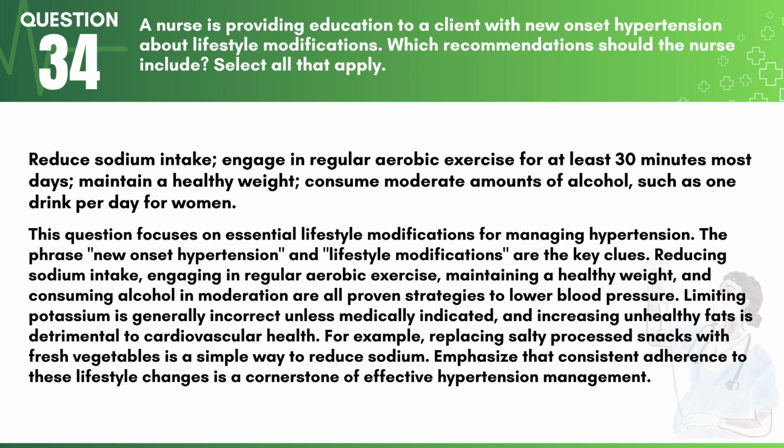Answer. Reduce sodium intake, engage in regular aerobic exercise for at least 30 minutes most days, maintain a healthy weight, consume moderate amounts of alcohol, such as 1 drink per day for women. This question focuses on essential lifestyle modifications for managing hypertension. The phrase new onset hypertension and lifestyle modifications are the key clues. Reducing sodium intake, engaging in regular aerobic exercise, maintaining a healthy weight, and consuming alcohol in moderation are all proven strategies to lower blood pressure.